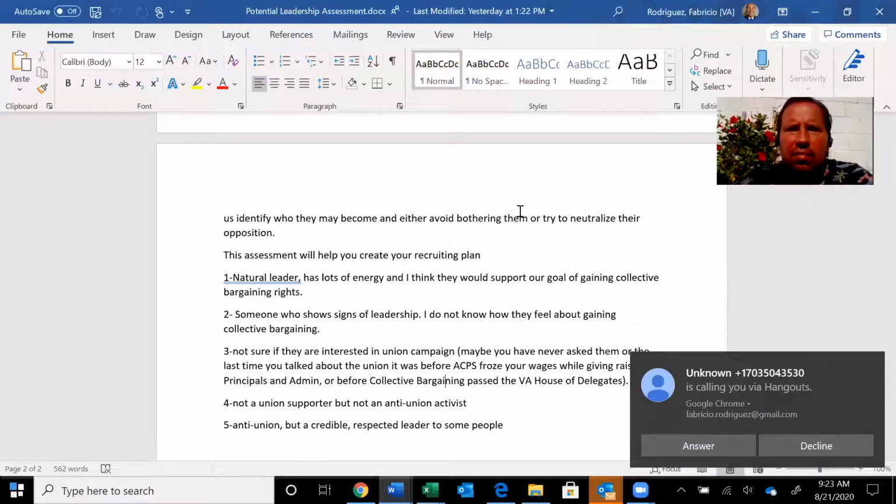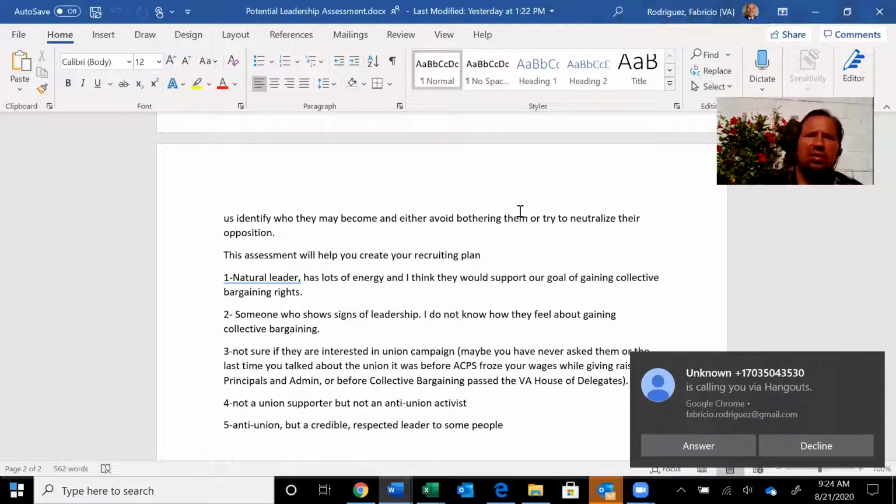Down here at the bottom of the instructions, you'll see the ranking for the assessment. Number 1, natural leader, has lots of energy. They would probably support the goal of collective bargaining. We haven't talked to them about it. We haven't talked to them about their concerns about COVID or returning to school. So these are folks you want to prioritize.